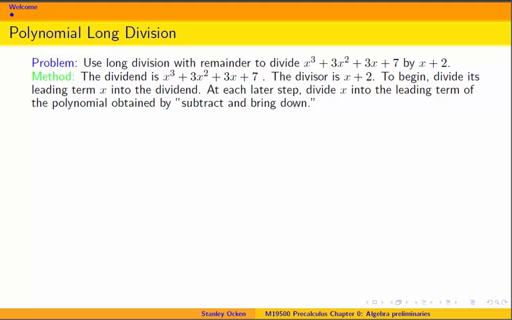In this clip, we're going to show an example of long division with remainder. The problem that you see is dividing a cubic polynomial by x plus 2. It's important to name those polynomials. The dividend is the x cubed polynomial. The divisor is x plus 2. The divisor is what you're dividing by. And you focus on the leading term of the divisor, and in this case that is x. Let's see how this proceeds.